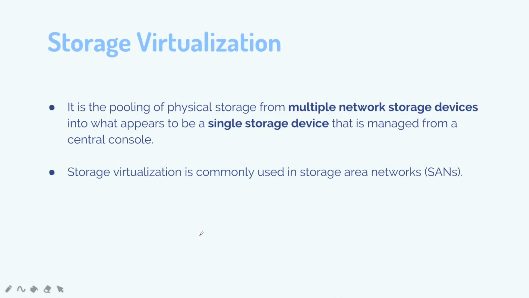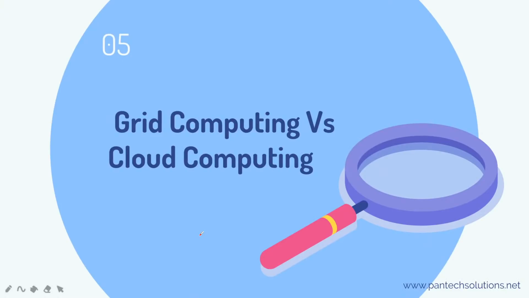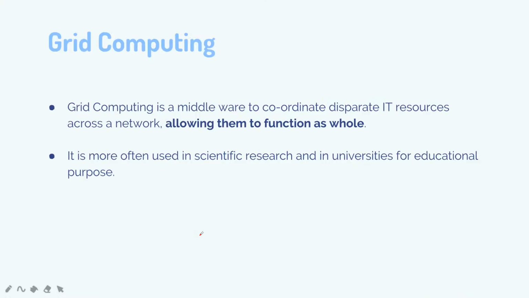And then storage virtualization, so we can virtualize even storage. Multiple network storage devices will be converted into a single storage device. That is the use of storage virtualization. And then next we will enter into grid computing and cloud computing. First of all, we need to know what grid computing is.